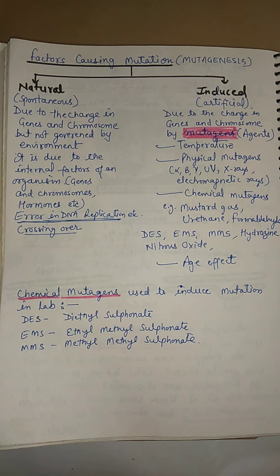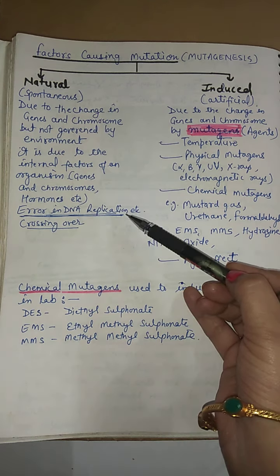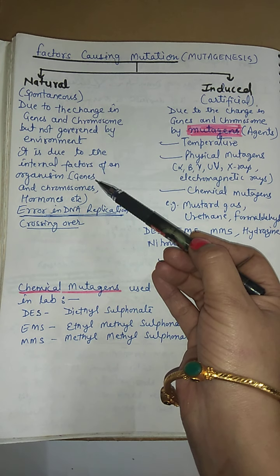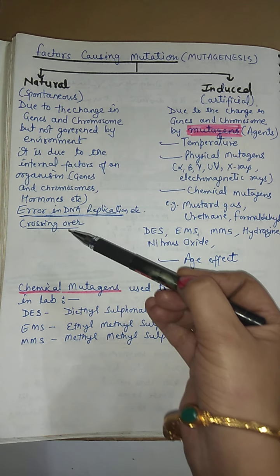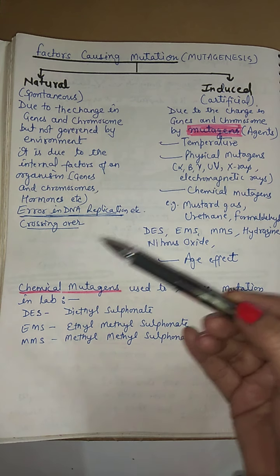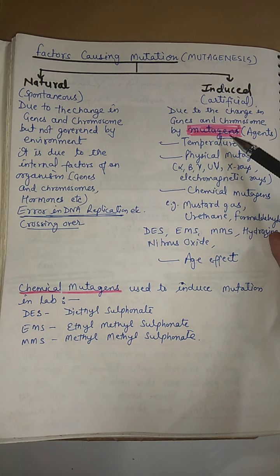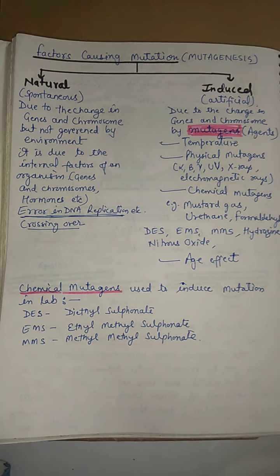This type of mutation is actually due to the internal factors of the organism, like errors in DNA replication, errors during crossing over, or some convulsions in genes and chromosomes during replication, etc. Whereas, on the other hand, induced or artificial mutations are brought about exogenously through some agents which are called mutagens. The agents which cause mutation are called mutagens.